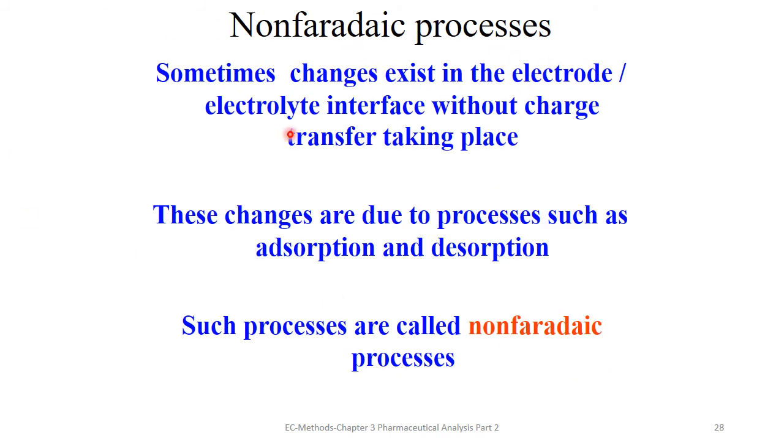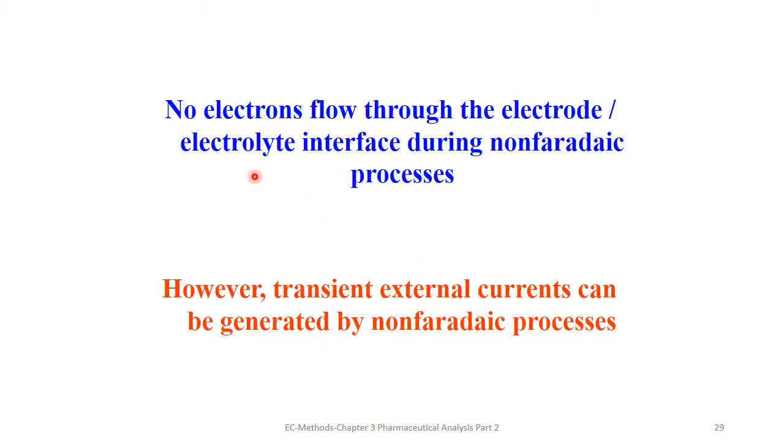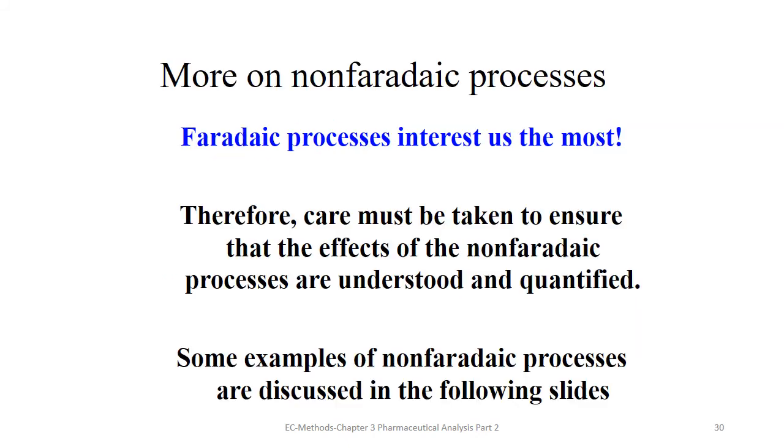In non-Faradaic processes, changes exist in the electrode or electrolyte interface without charge transfer taking place. These changes are due to processes such as adsorption and desorption. Such processes are called non-Faradaic processes. No electron flow occurs through the electrode or electrolyte interface during a non-Faradaic process. However, transient external current can be generated by non-Faradaic processes.